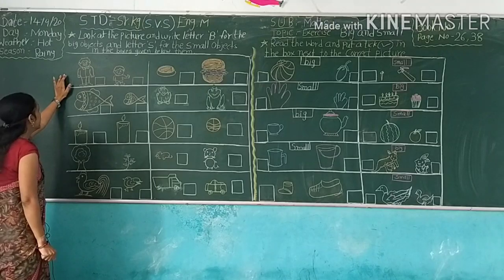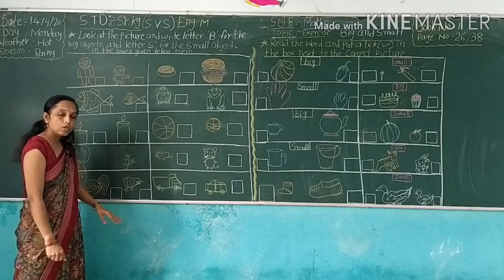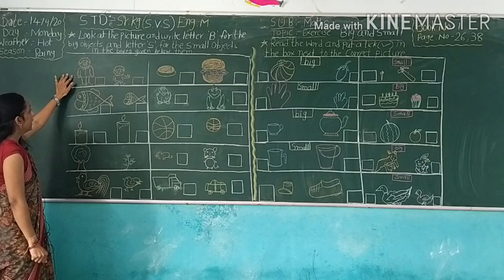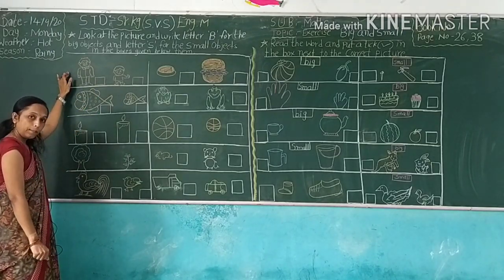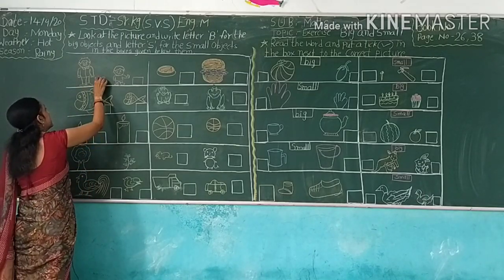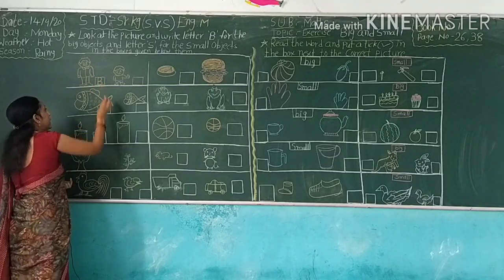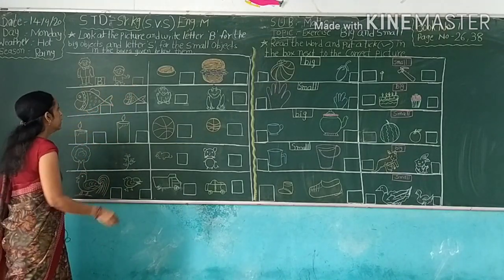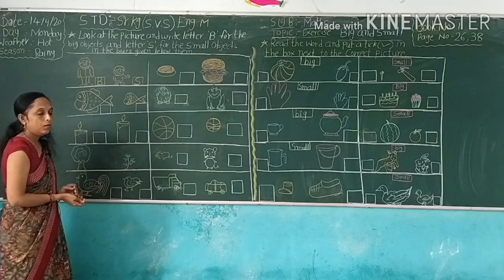So student, here are two objects, one is big and other one is small. Which man is big? This? Yeah, this object is big. So here we write B. This man is big, and this boy is small. So here we write S. S for small.